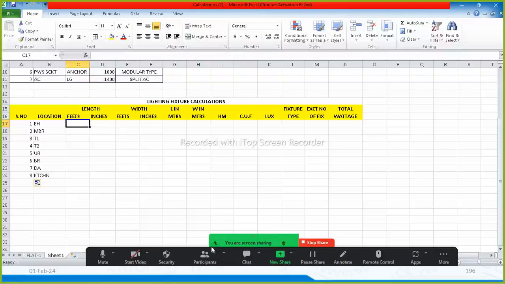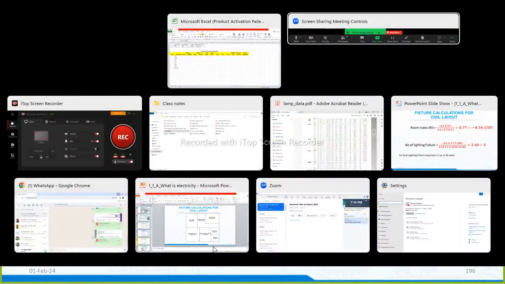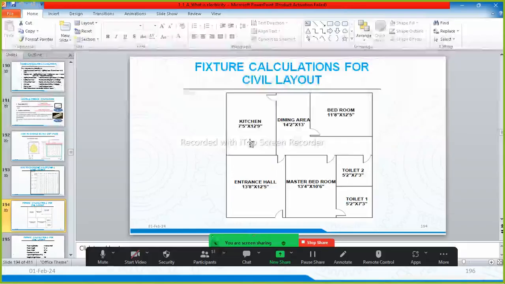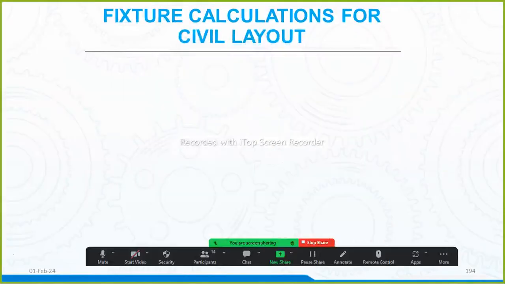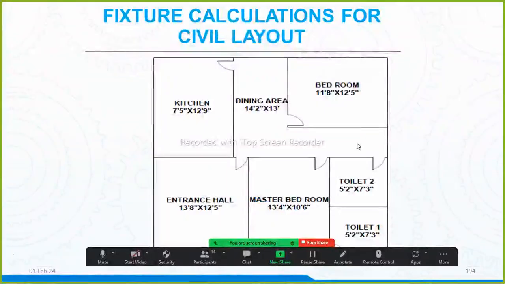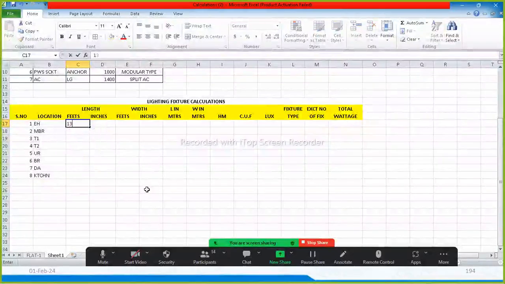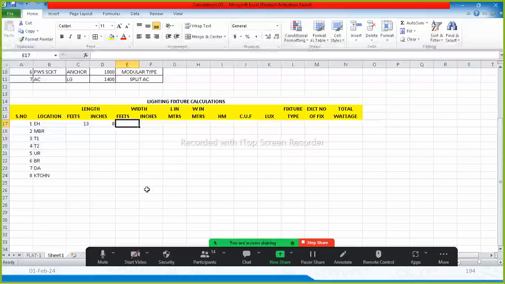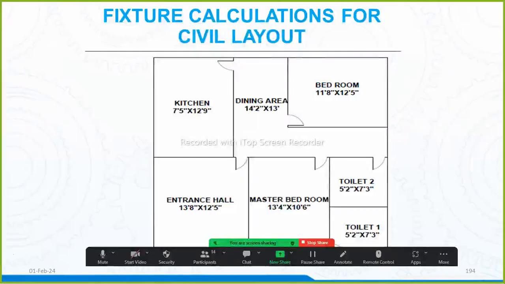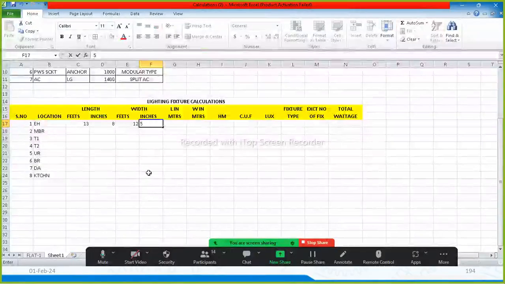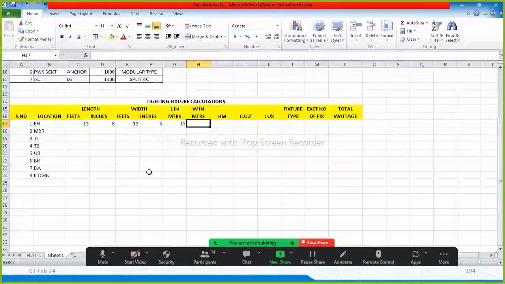The next, length and dimensions of the room. If the entrance was 13 feet 8 inches and 12 feet 5 inches. Yes, 13 feet 8 inches and 12 feet 5 inches. Next is master bedroom, 13 feet 4 inches and 10 feet 6 inches.